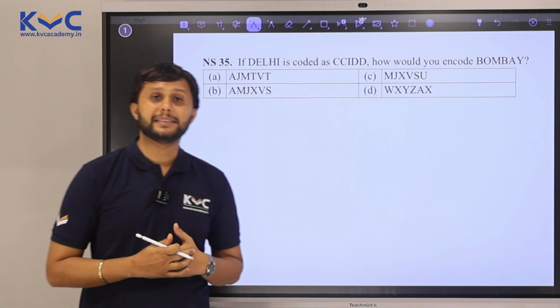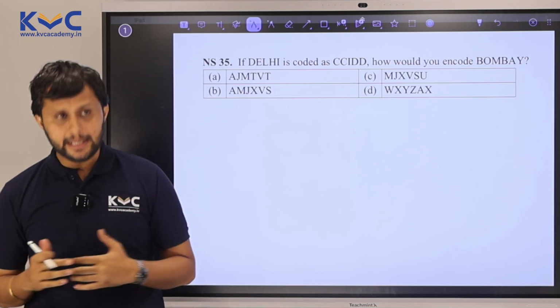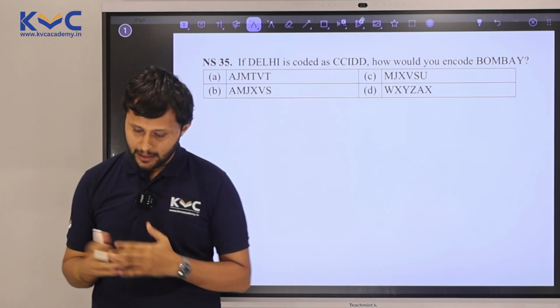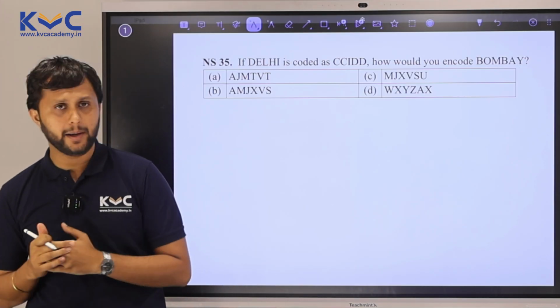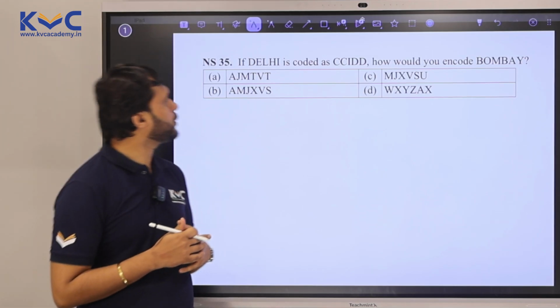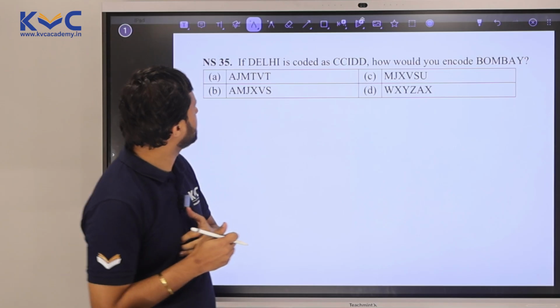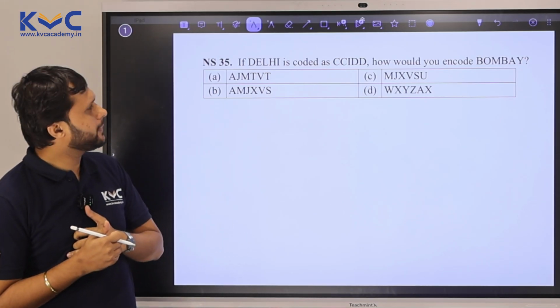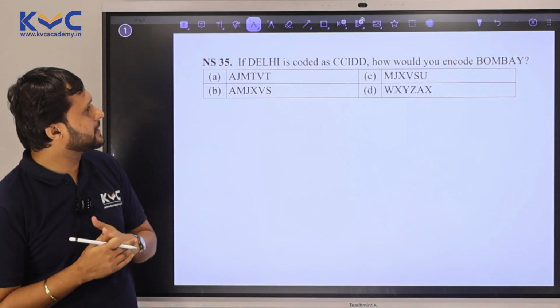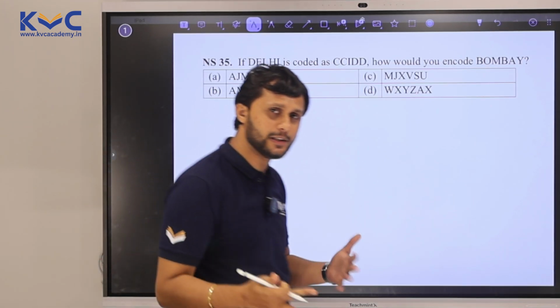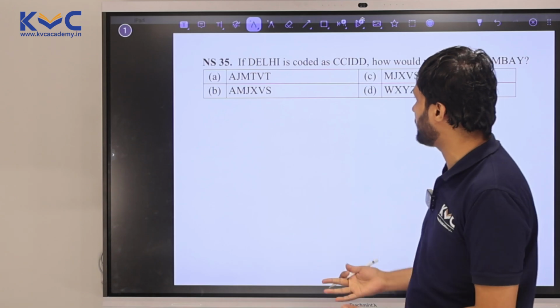Next question. Question number 35. If Delhi is coded as CCIDD, how would you code Bombay? So let's try to get the relation over here. For D, we have the immediate previous letter, right? C. Okay. But that may not be the case, because for the next one, E, again we have C only. For E also we have C, but that is 2 letters before that.